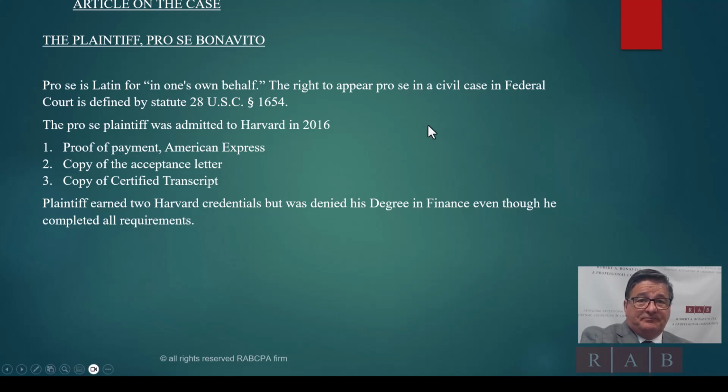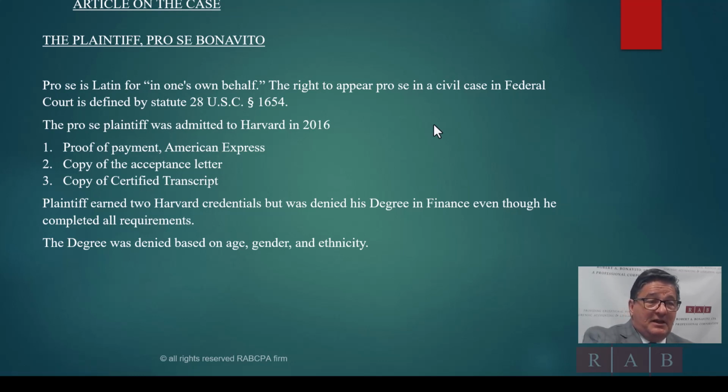But the problem was that they wouldn't give me my degree. And they based that on gender, age, and ethnicity. I just showed you that we've passed all the classes. We were admitted. We paid all the fees. We did everything right. But they wouldn't give us the degree.